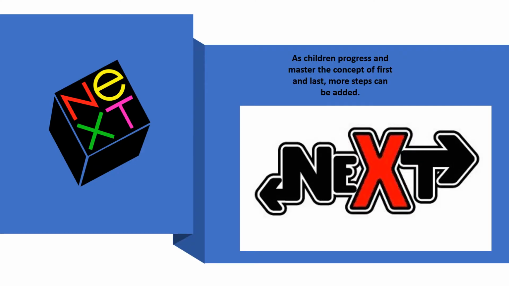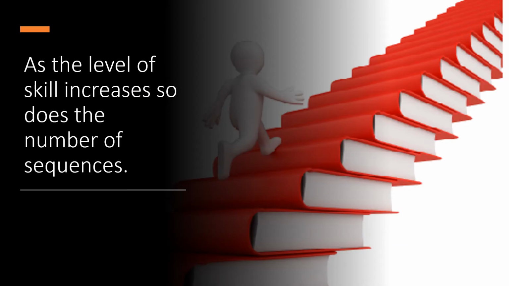As children progress and master the concept of first and last, more steps can be added. Again, you can recall a familiar activity, event, or story and ask, what happened first? And then what happened next? As the level of skill increases, so does the number of sequences. Eventually, children will be able to coherently describe a past event or successfully retell a story.